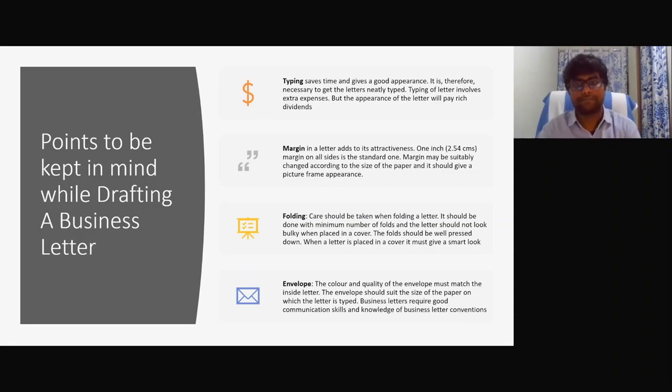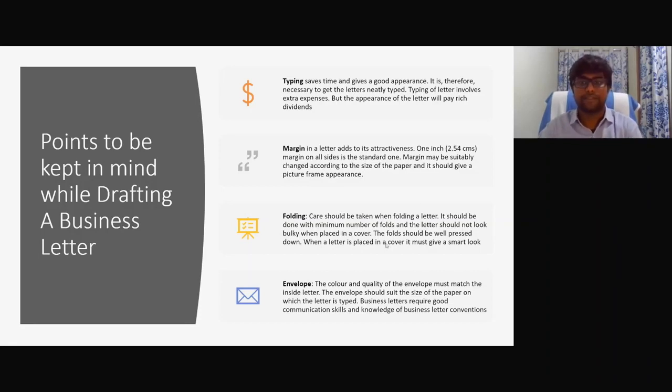Next point to be kept in mind is the envelope. The envelope should match the color and quality of the letter inside so that both of them match, and the envelope should not exceed the size of the folded letter or the unfolded letter, but it should match the color and the quality of the inside paper.